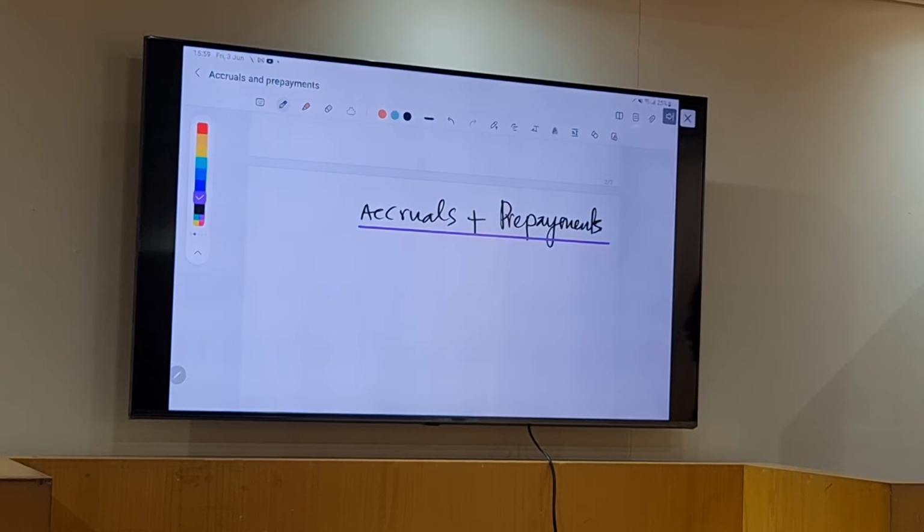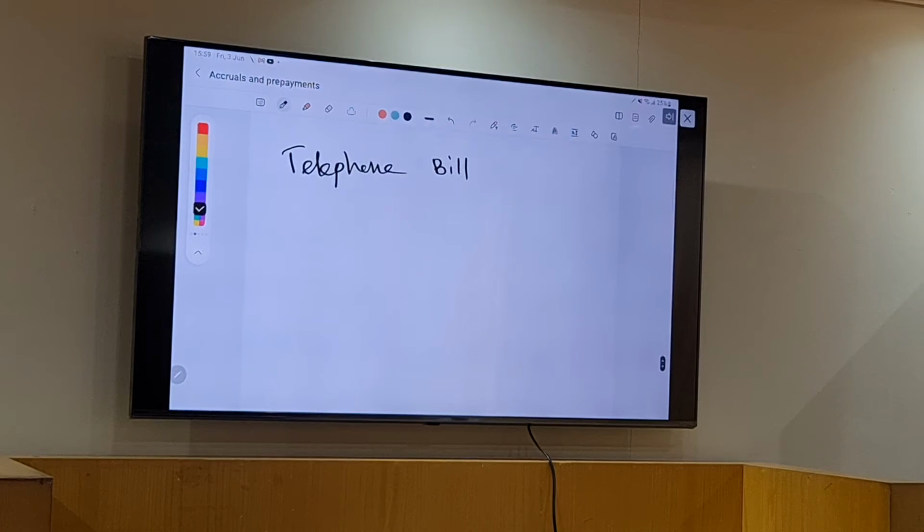Accruals and prepayments. Telephone. Bill, 2,100. This is a bill amount on 31st March 2021. Paid 2,000. What do you think the double entry is now?